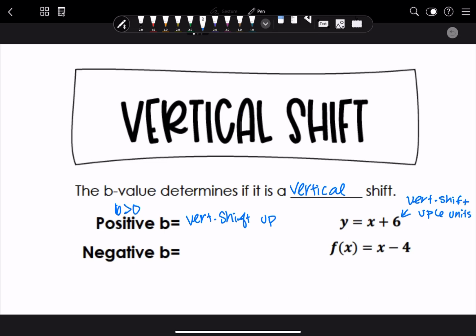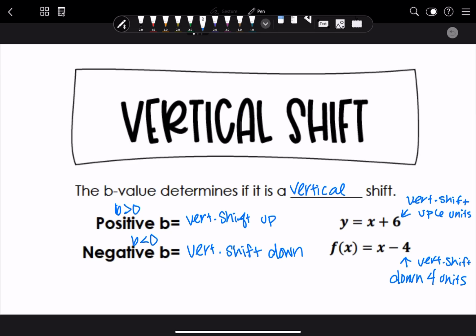Now, a negative b is just going to be the opposite, in that if b is less than 0, or if it's a negative value, then it's going to be a vertical shift down from the parent function, which means this equation right here, f of x, means it's going to be going down 4 units. And if you want to put vertical shift before it, you totally can. Sometimes you will see vertical shift before, sometimes you won't.